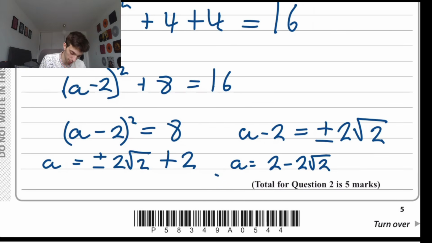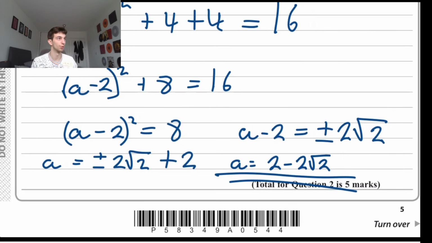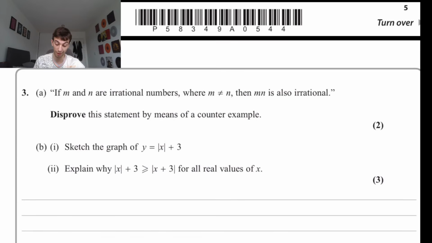So we have a equals 2 minus 2 root 2, and that's your answer for question 2. Okay, question 3, we have a proof statement.